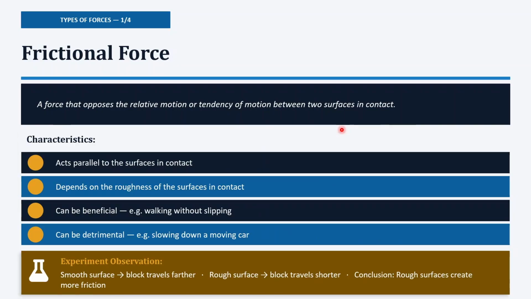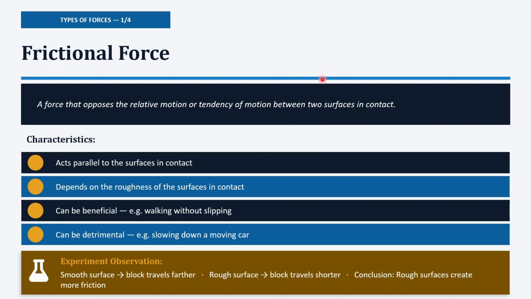Okay, let's look at the types of forces. In this lesson, we'll talk about 4 types of forces. One is frictional force, the next one is gravitational force, the third is cohesive force, and then the fourth is adhesive force. So we begin with frictional force.